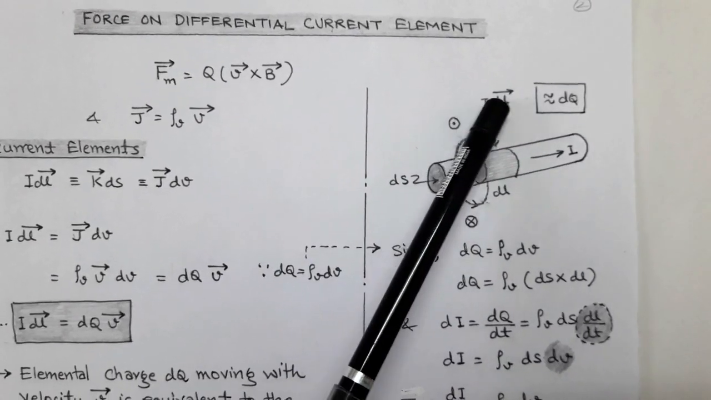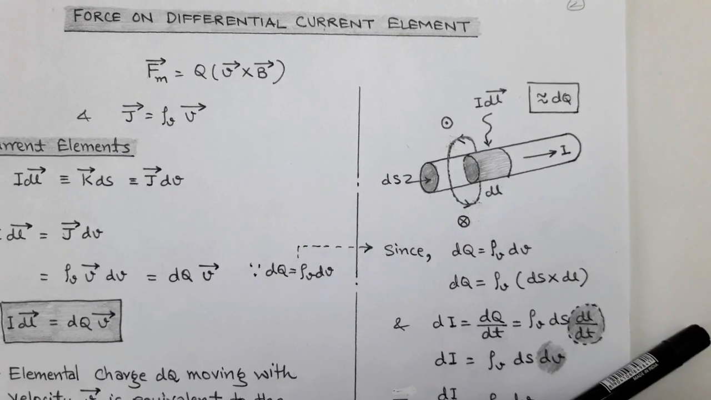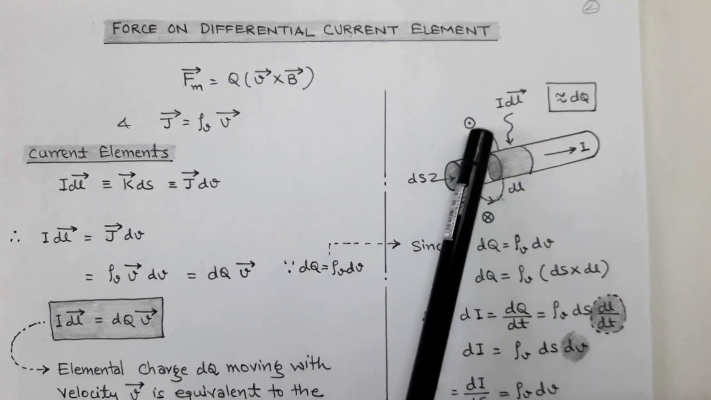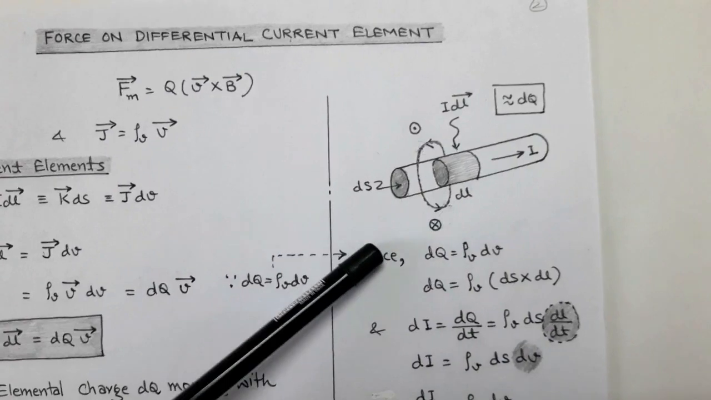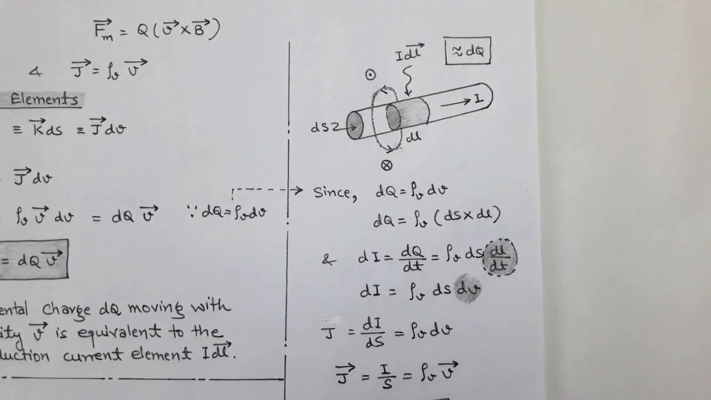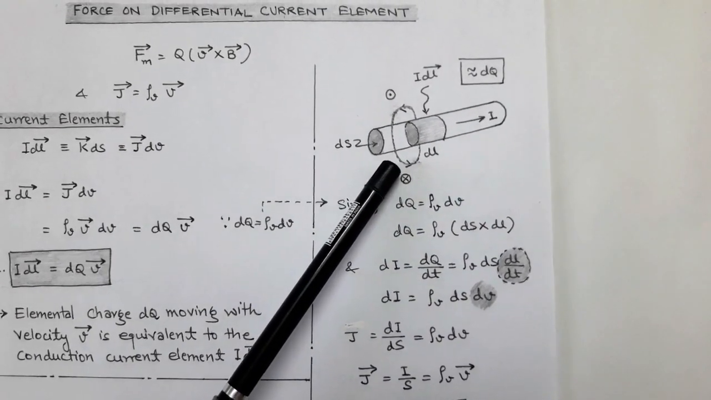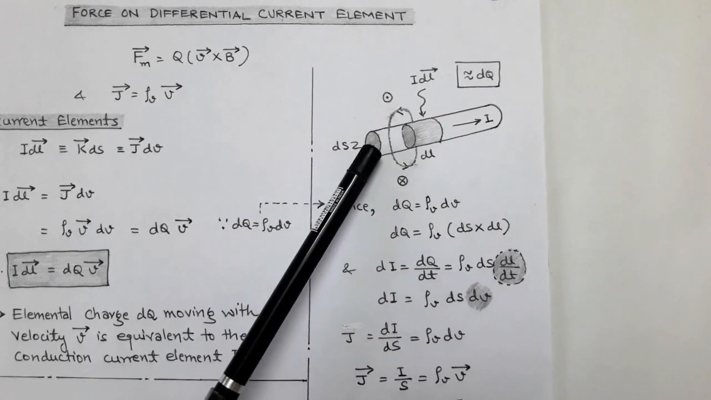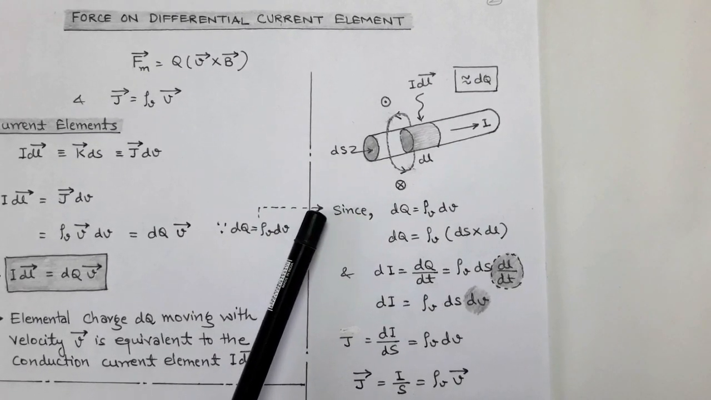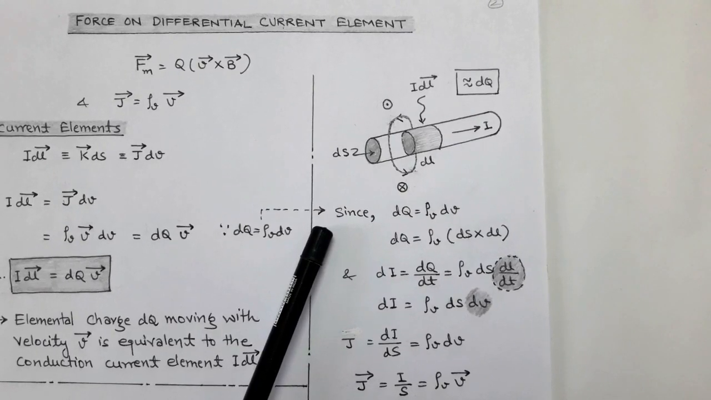This I dl vector is analogous to a small charge, that is, a differential charge dq in the case of electrostatics. So in the case of magnetostatics, the current element is denoted by I dl vector. As we know, a small charge dq can be written in terms of volume charge density, that is dq equals rho v into dv, and dv is the differential volume of this current element. The volume of this current element is dl into ds, where ds is the differential surface, that is the cross-sectional area of the conductor, and dl is the length. So the volume is ds into dl, so we put dv equals ds into dl.